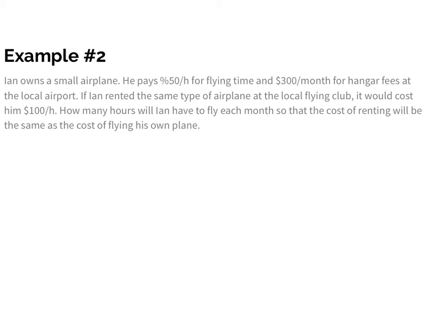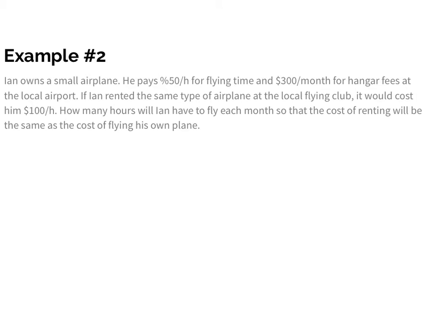We then looked at this example where Ian owns a small airplane. He pays $50 per hour for flying time and $300 a month for hangar fees at the local airport. If Ian rented the same type of airplane at the local flying club, it would cost him $100 per hour. How many hours will Ian have to fly each month so that the cost of renting will be the same as the cost of flying his own plane?